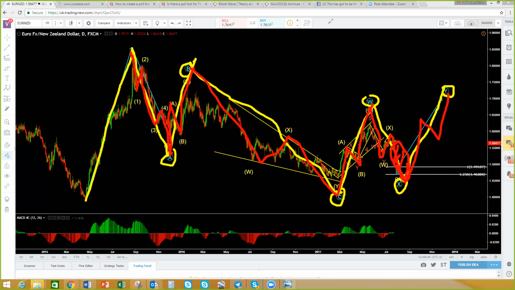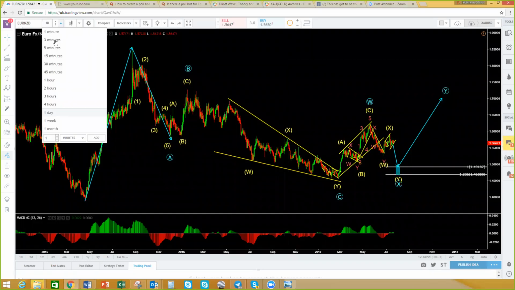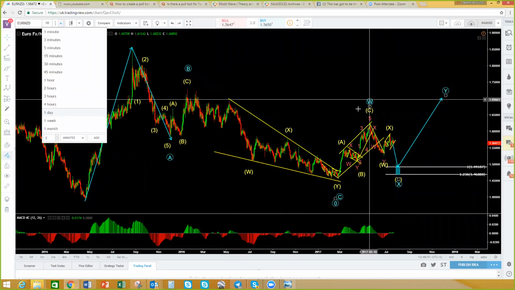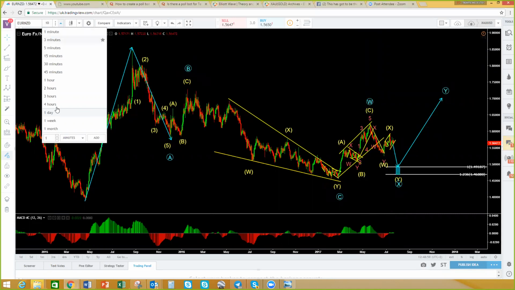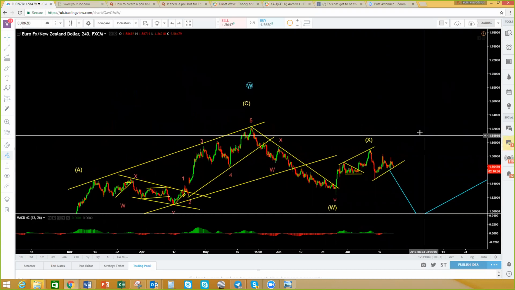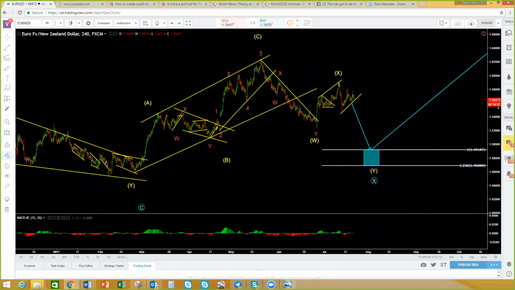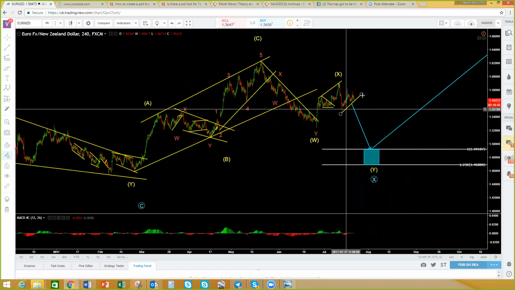So let's clear the drawings, and then now we're going to go to the lower time frame. We're going to go to the 4-hour chart. So just notice that we're going to be here when I go down to the lower time frame. All right. So this is the trade that we're now looking to take.